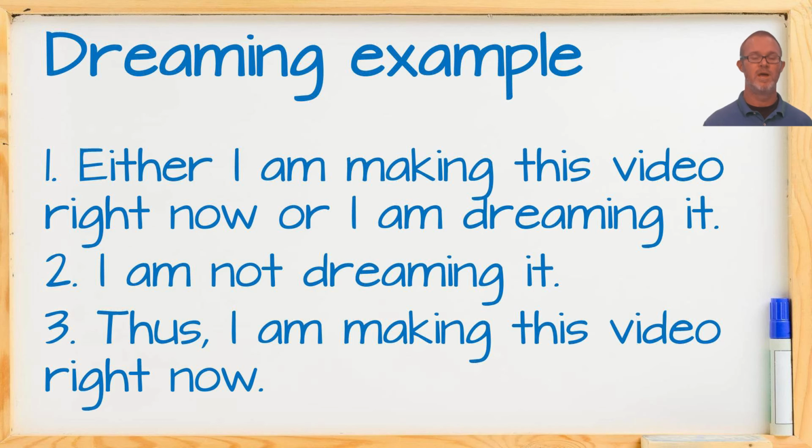You can also see the necessary connection between the premises and conclusion in that argument. Because if it's true that either I'm making the video right now or I'm dreaming it, but then of course it's not true that I'm dreaming it, then it would have to follow that I'm making the video right now. So we have that necessary connection. We have a valid argument with true premises and a true conclusion, okay?